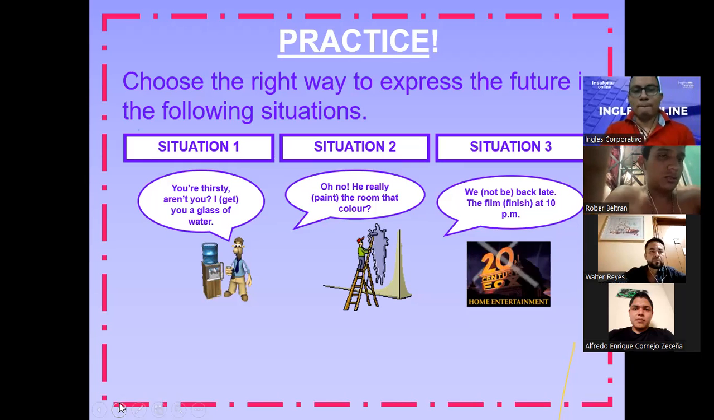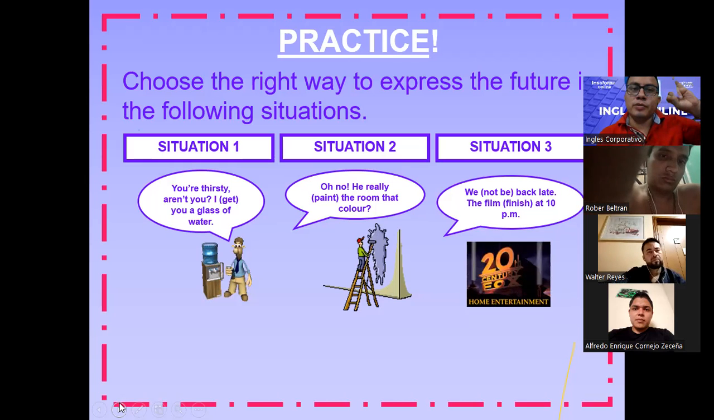Mm-hmm. But in situation number one, I would say it like that: I get you a glass of water. In present tense. Yes. Present tense for future reference, we use it for timetables, programs, and schedules. So if it's not any of these, then it cannot be present tense.